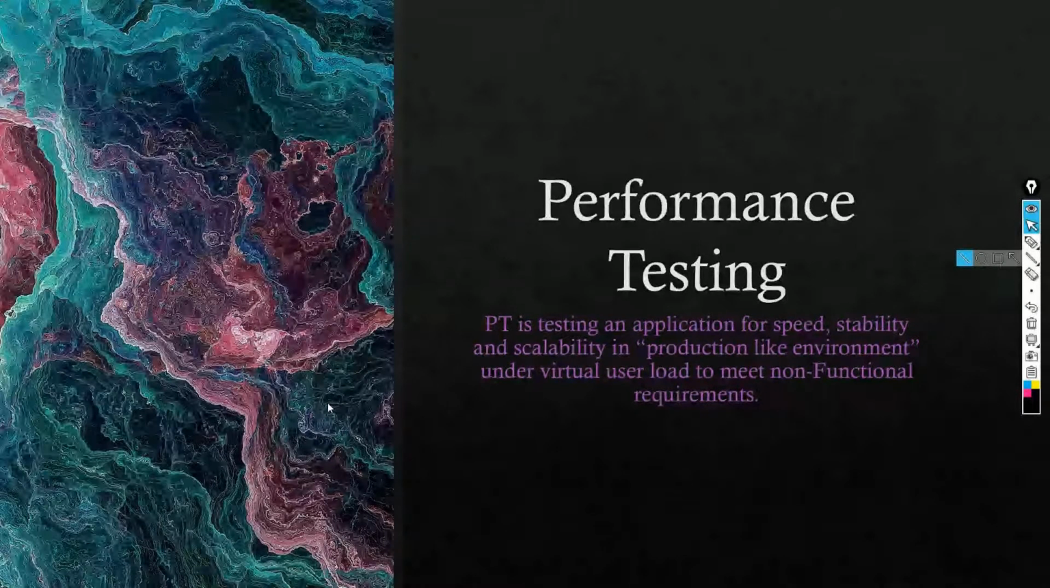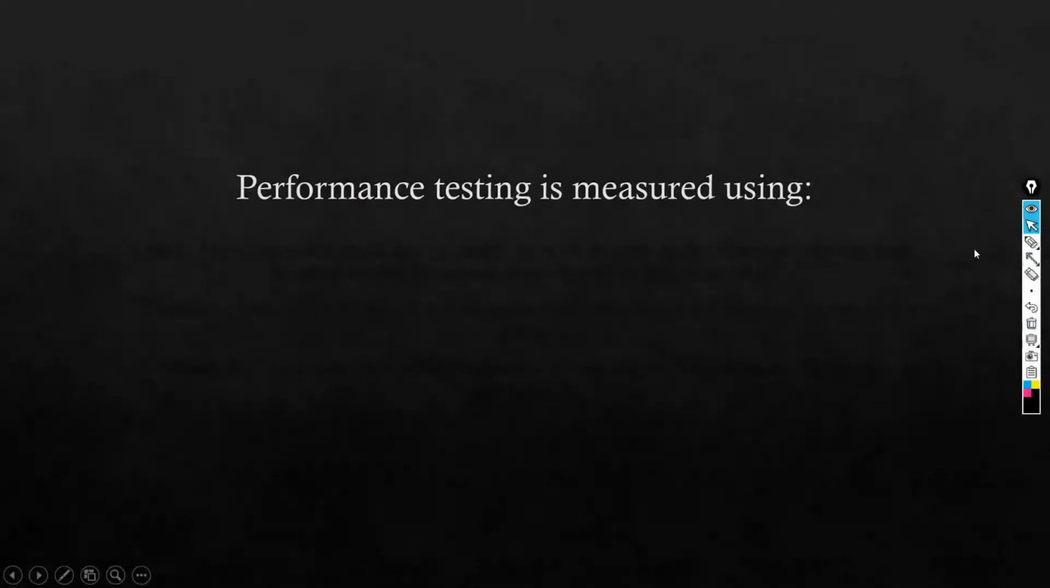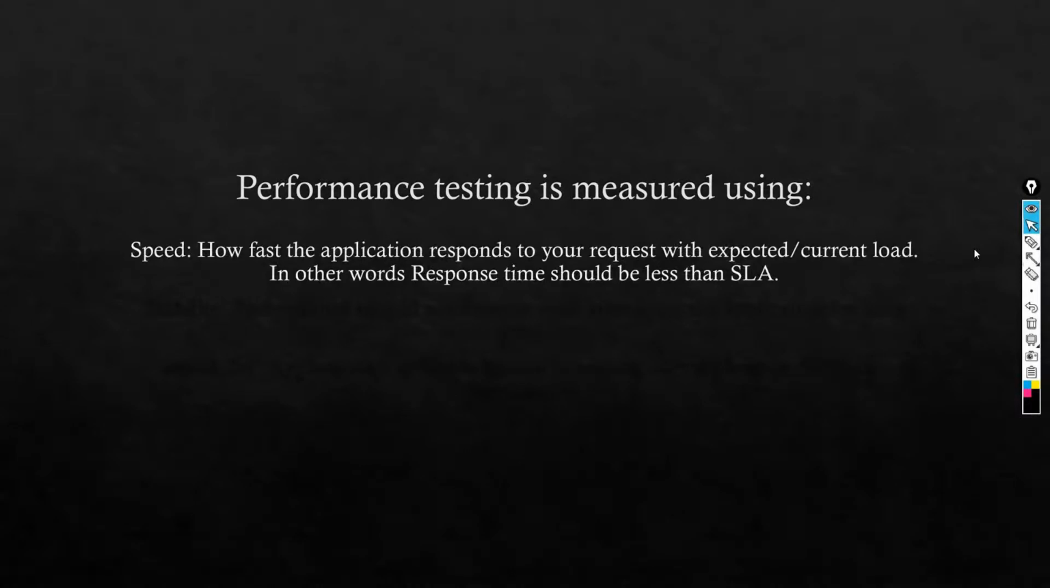So now we'll understand the terms that are discussed here, like the speed, and the stability, and the scalability, and this production like environment, and these non-functional requirements. We'll understand these words first, and then we'll discuss the types of performance testing. Okay, so quickly, performance testing is measured using speed. First we'll discuss speed.